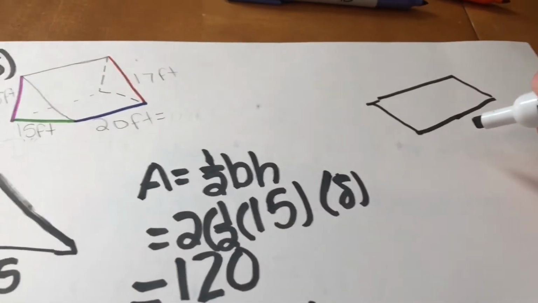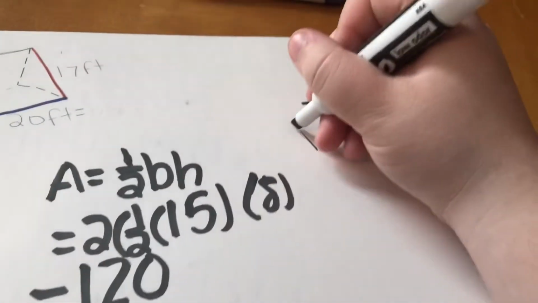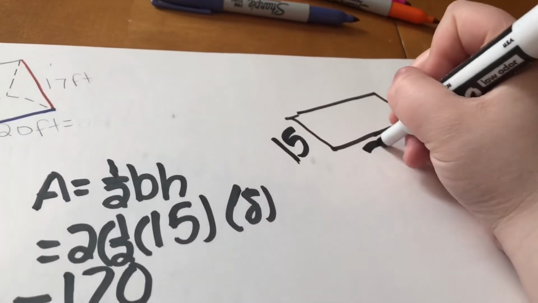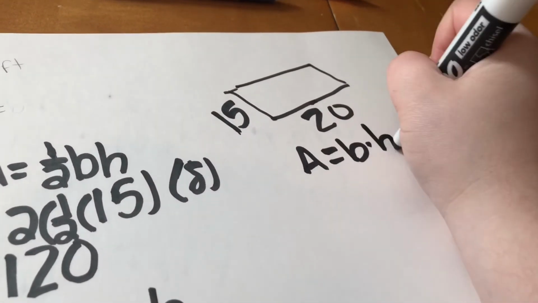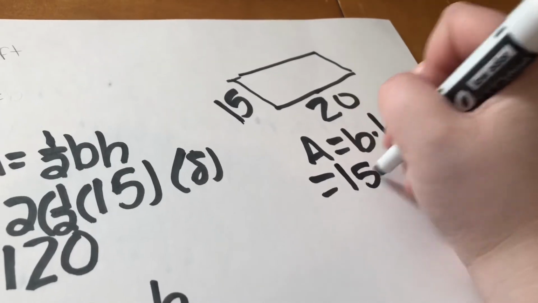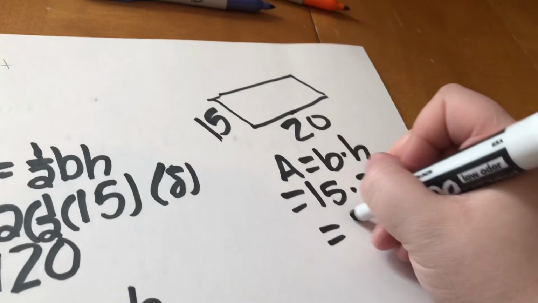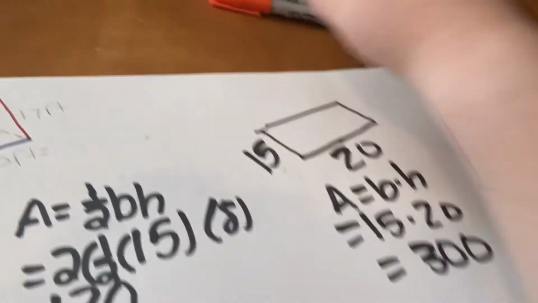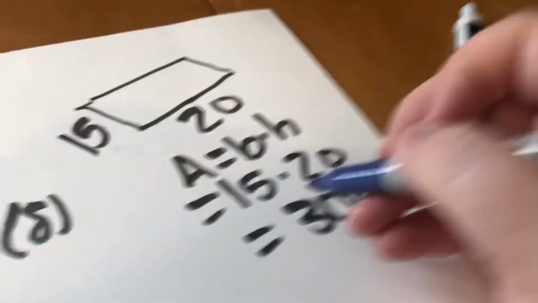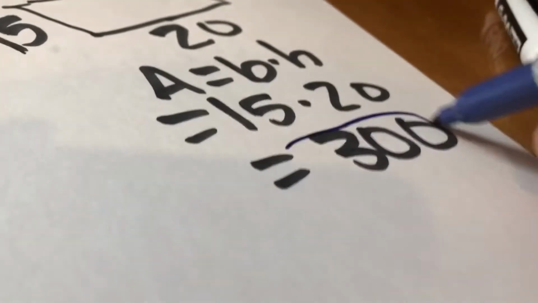So there's that one. So we've got this side should be 15, and this side is 20. So this should be base times height, 15 times 20, which is 300. So we have, take a different color, 300. There's one of our numbers.